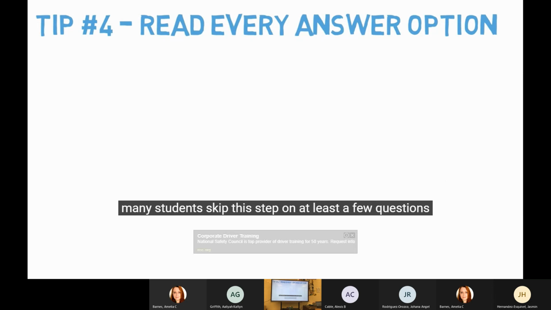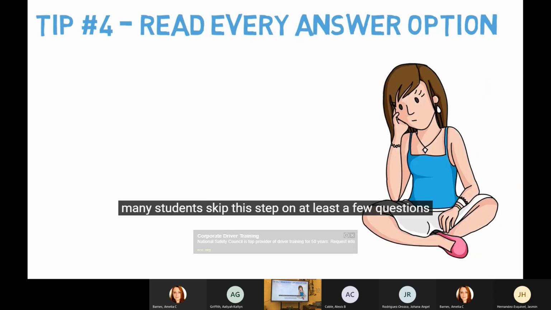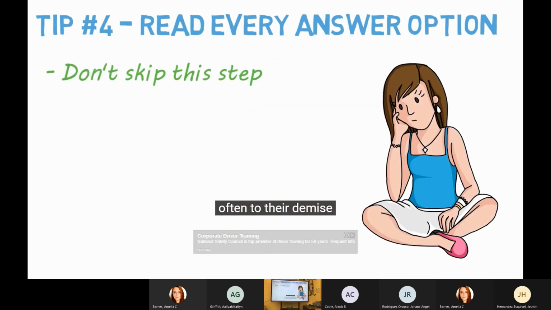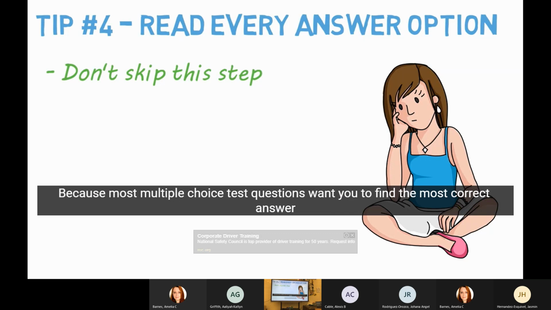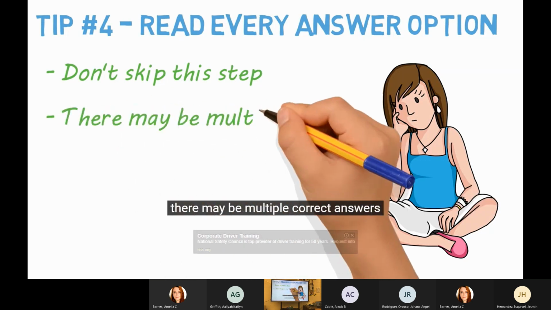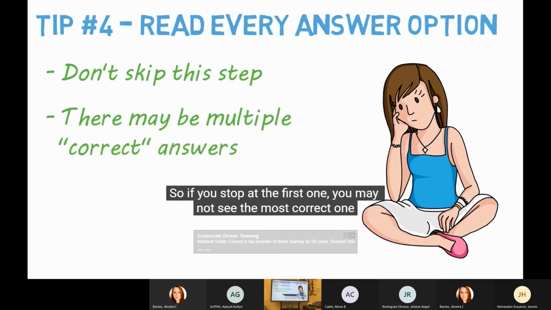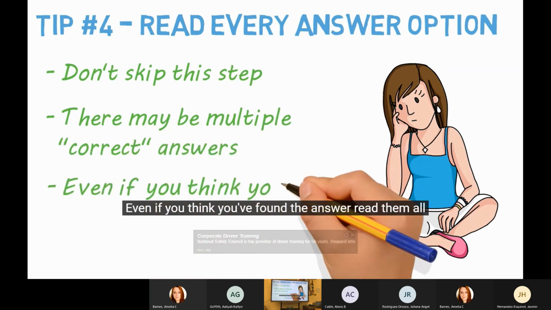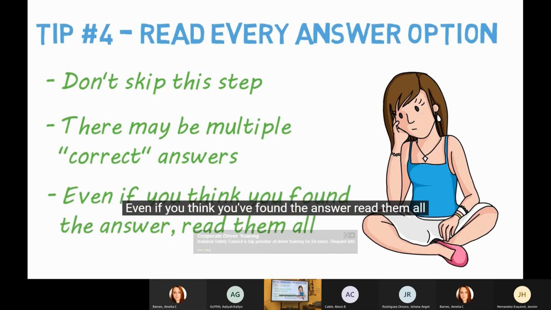Tip number 4 is to read every answer option. Similar to the instructions, many students skip this step on at least a few questions, often to their demise. Because most multiple choice test questions want you to find the most correct answer, there may be multiple correct answers. So if you stop at the first one, you may not see the most correct one. Even if you think you found the answer, read them all.